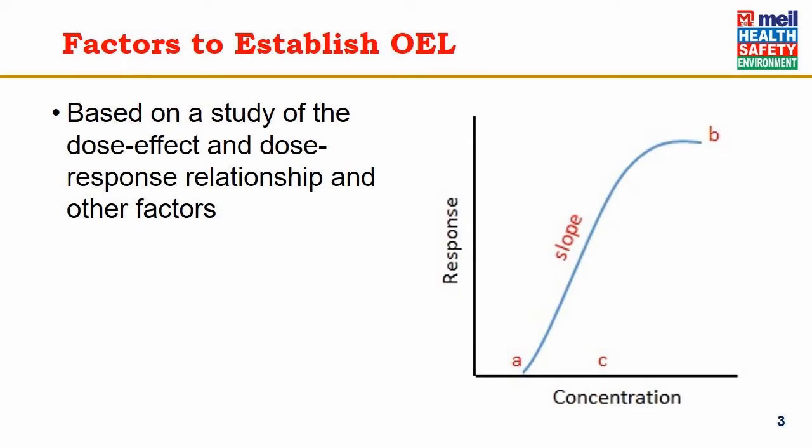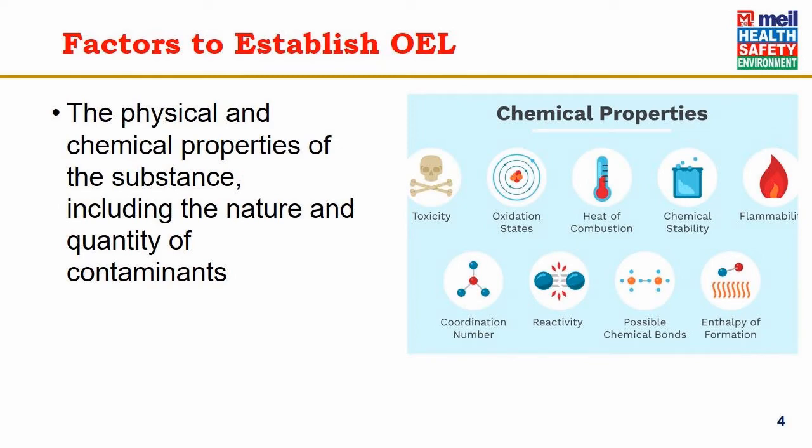What are the factors to establish an OEL? It is based on the study of the dose effect and the dose response relationship and other factors. This is based on certain studies of the effect of that particular chemical substance on the human body. What are other factors? The physical and chemical properties of the substance, including the nature and the quantity of contaminants. So what are the toxicity, heat of combustion, oxidation state? A lot of different properties are involved which make a substance toxic to the human body. So all this must be studied.